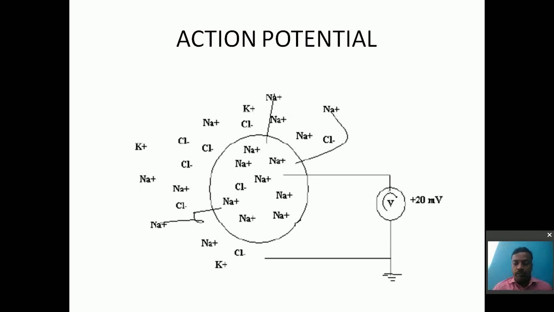When will action potential happen? Action potential happens when some stimulation is applied to the cell. If any stimulation is applied to the cell, the cell body allows sodium ions to enter inside. At that time, the potential present is called action potential. Action potential is due to external stimulation. This is the action potential diagram.